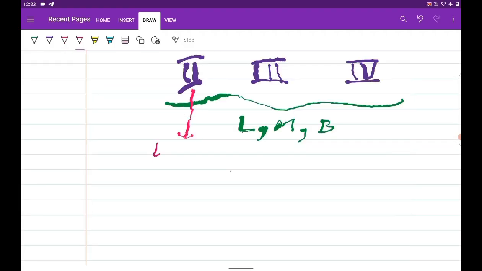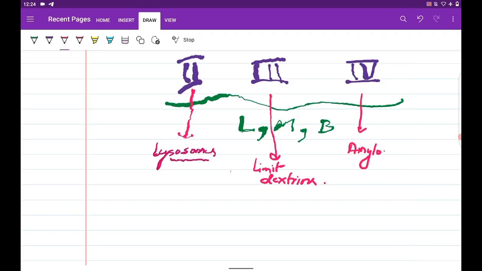If they mention something about lysosomes, it will be type 2, because type 2, Pompe's disease, is also a type of lysosomal storage disease. We will study about it later in upcoming videos. Okay, if they mention anything about accumulation of limit dextrins, then they are talking about type 3. And if they mention anything about accumulation of amylopectin, then they are talking about type 4. Type 4 is also the most dangerous one, so you have to remember it. The patients die at an early age in type 4, so it's the most dangerous.